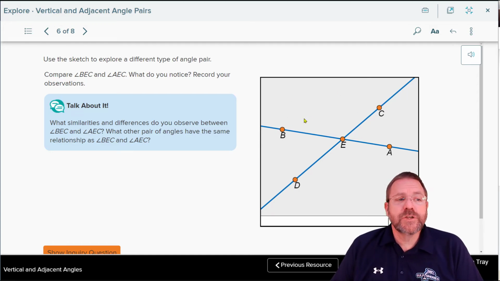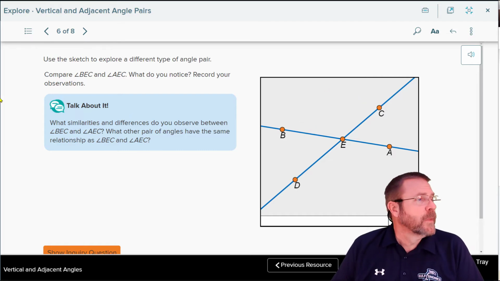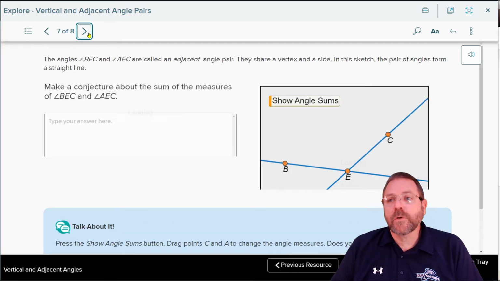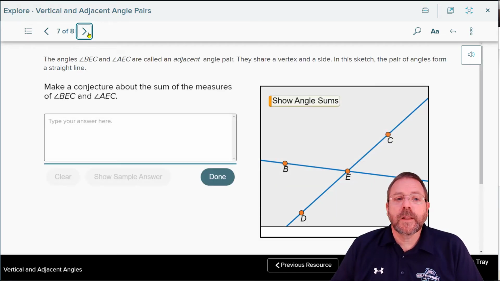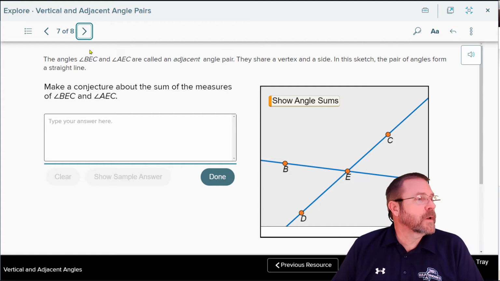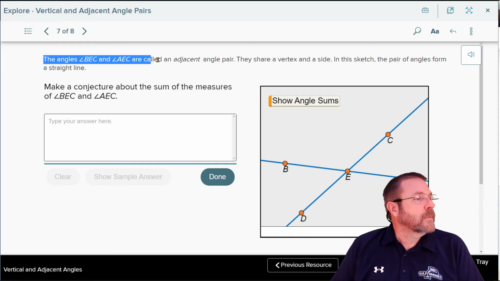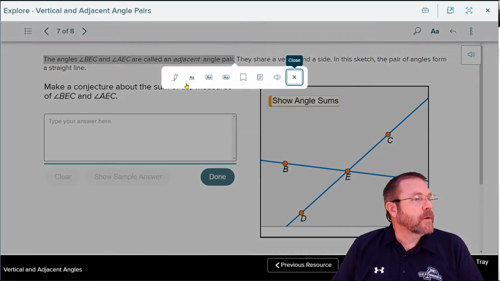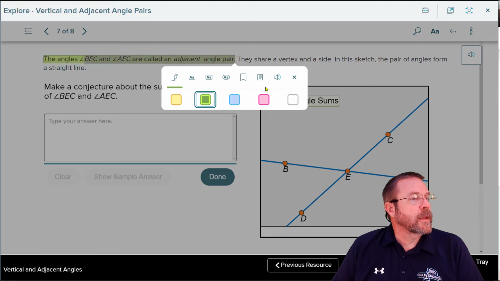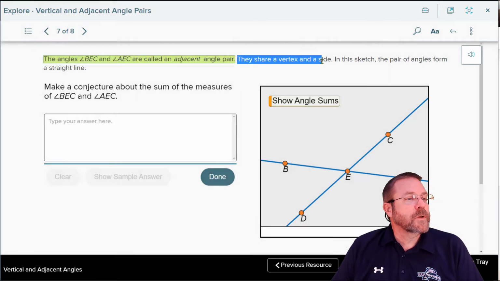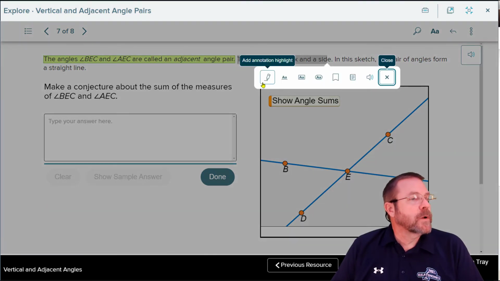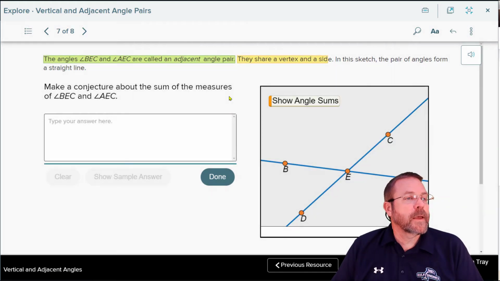We also call them adjacent angles because they are adjacent, or side by side here. And the adjacent angles that occur anytime you get two intersecting lines are always going to equal 180 degrees. And yep, that's pretty much what they wanted us to say right there. The angles here are called an adjacent pair. We're going to go ahead and highlight that. And they share a vertex and a side, and I'm going to go ahead and highlight that.